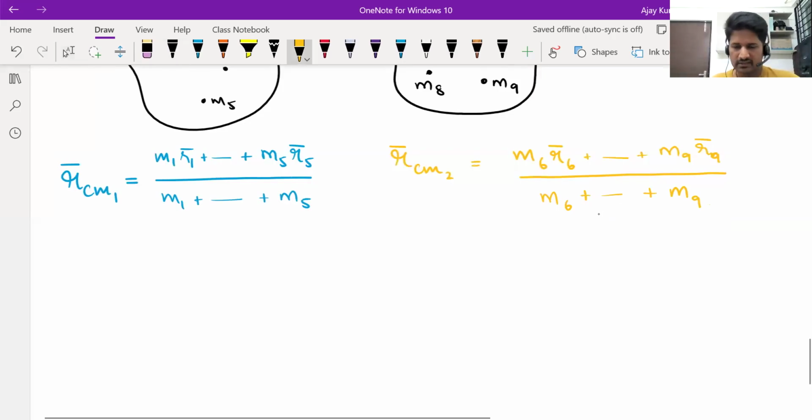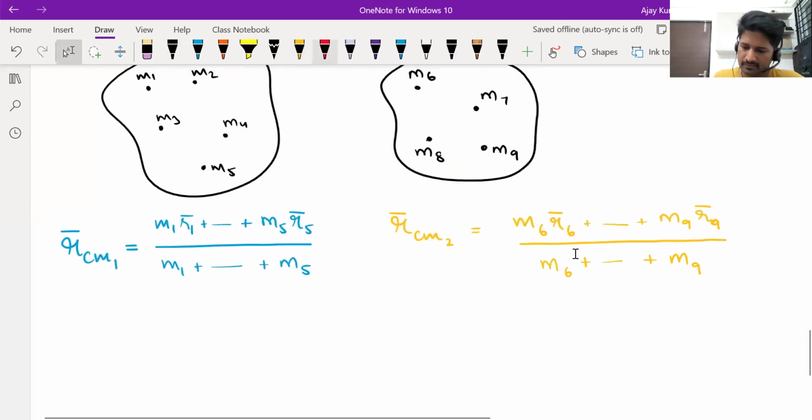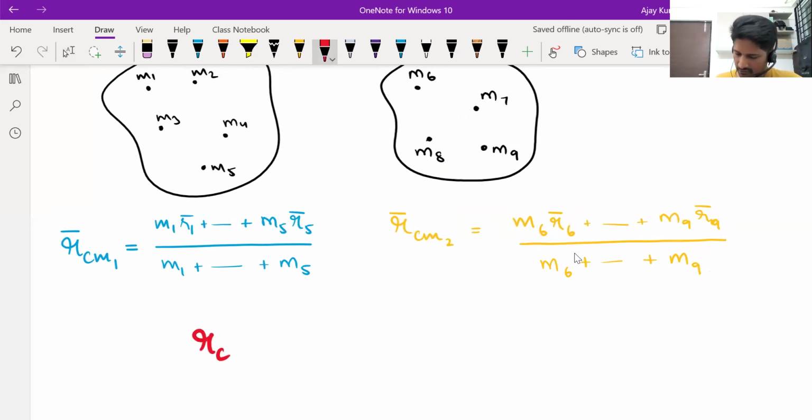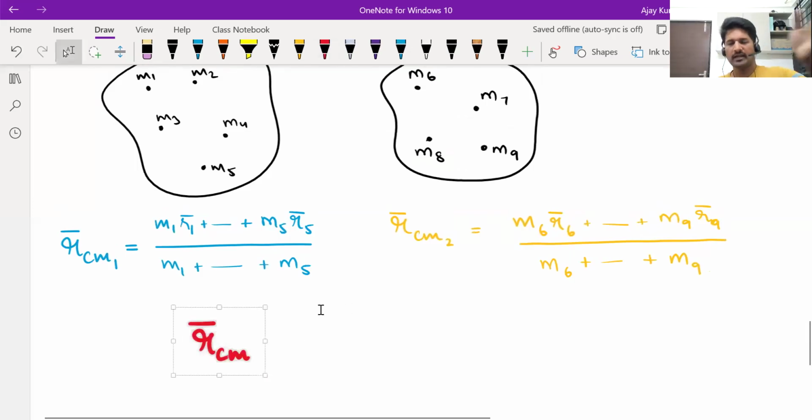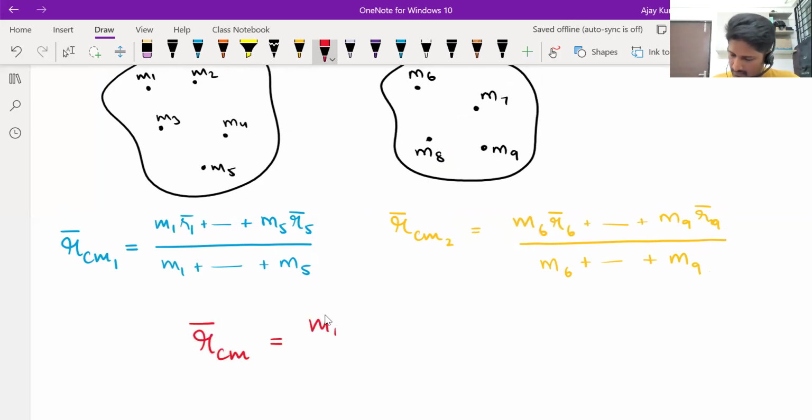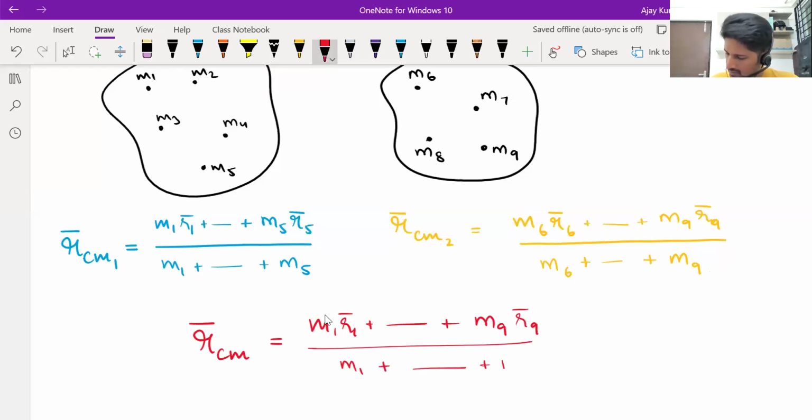Now tell me, if you consider both systems together, Aishwarya, you tell, what is the position of center of mass of both systems combined? Like all 9 masses you take together, how will you express the center of mass position? Sir, M1 R1 till M9 R9 divided by total mass. So on up to M9 R9, correct. Divided by total mass. That is M1 plus M2 so on up to M9.